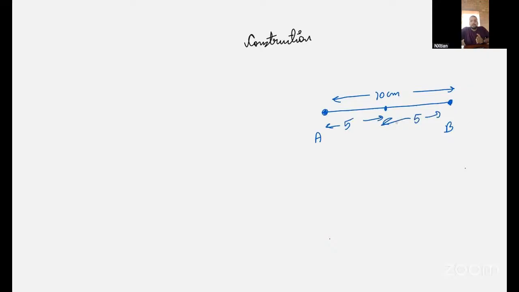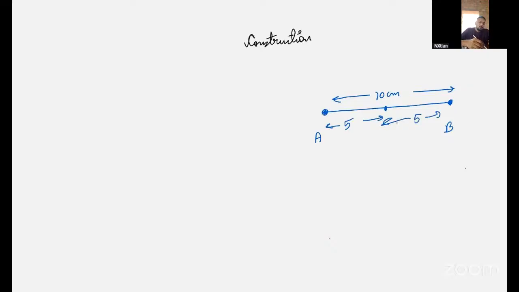First, don't write this topic; I'll explain. For example, we have a line segment. The line segment means 2 points are there and you have to mark it. For example, this line segment is 10 centimeter long. Can you see this? If I tell you to make it in a ratio of 5 is to 5, you have to make a point such that this is 5 centimeter and this is also 5 centimeter. You got my point. 5 is to 5.